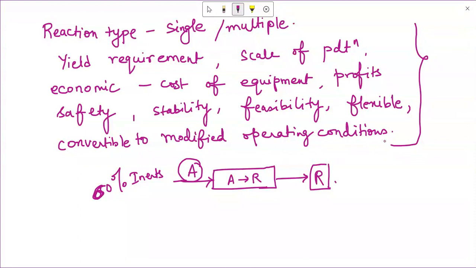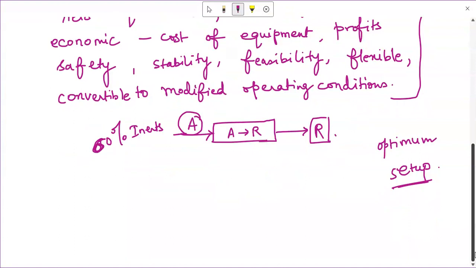Once you have made your choice, let's say you have gone through 10 options and you have brought it down to two suitable options. Then your task will be to find out which is the most optimum setup for your process. That is the ultimate goal. Okay, and I am putting a lot of stress on the word optimum. So you will be finding the optimum setup ultimately. That is your major goal.